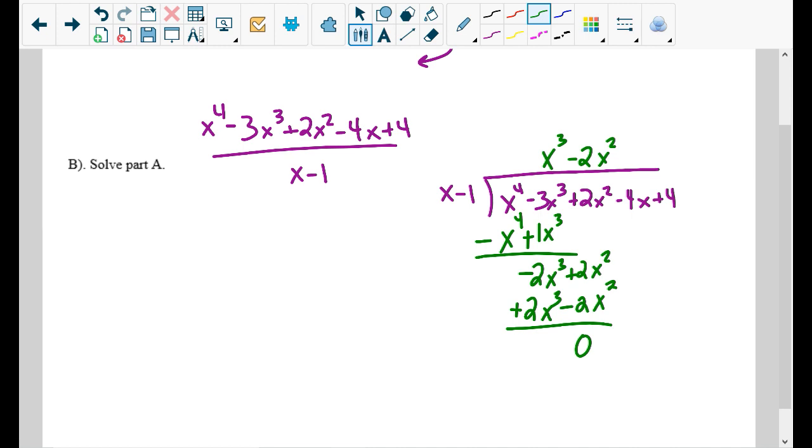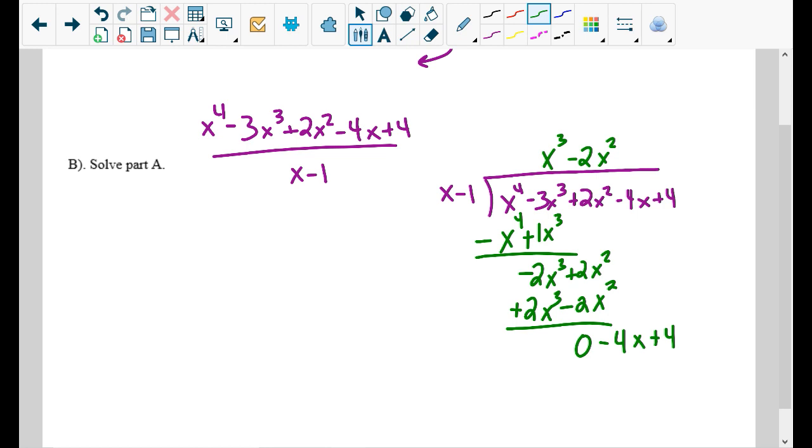So that's okay. I just still bring down my next term, minus 4x, right? And when that happens, a lot of times you're going to bring down both terms. So I'm going to bring down the plus 4 as well. So I have a 0. I don't really need to put anything up top. A lot of times in our older division we put a 0 in there as a placeholder. We don't need to put anything in there.